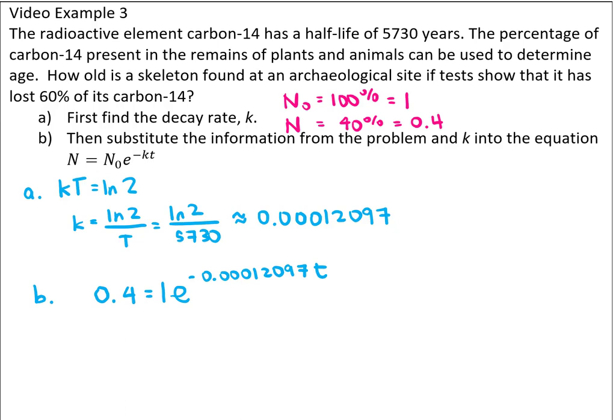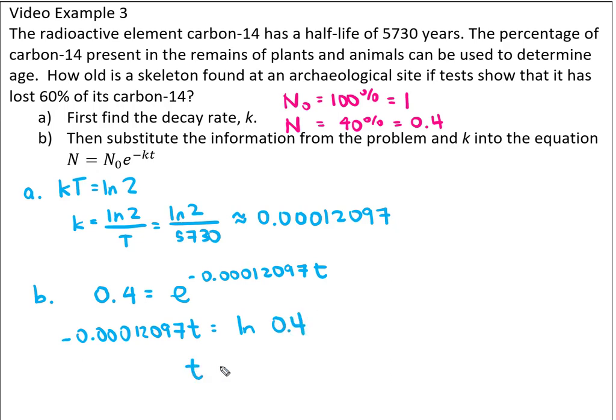Looking at this equation I have written down, I have 40% left, starting off with 100%, and then we have e to the negative 0.0001297 t. Dividing both sides by 1 just makes that 1 disappear, and then we're ready to rewrite this as a natural log. Pulling that power down, I get negative 0.0001297 t is equal to natural log of 0.4.